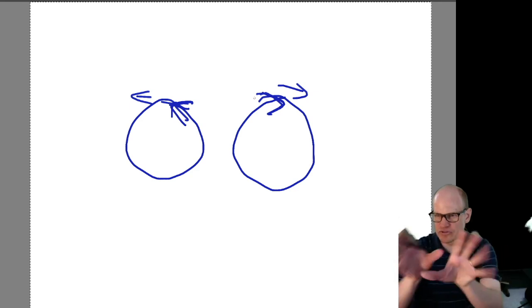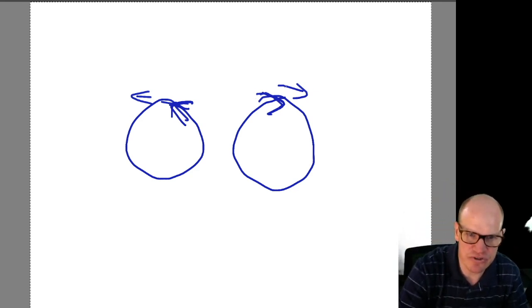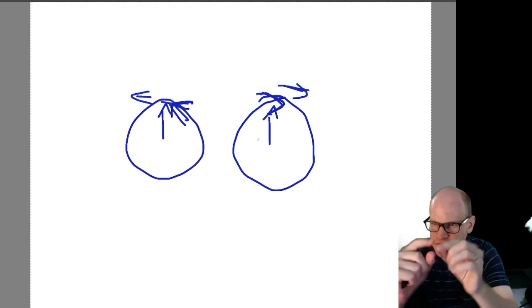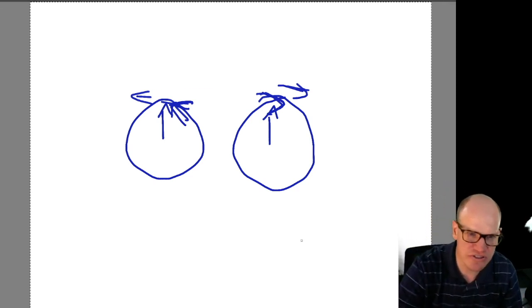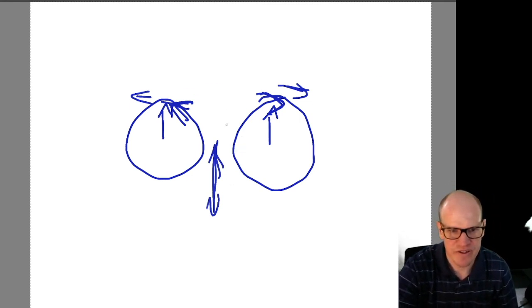So if you have these two circles that are going in opposite directions and you put them on top of each other, the sideways components will cancel and the vertical components will add. So you have two things going in opposite directions. The sideways components cancel, the vertical ones add, and as a consequence, your response is a vertically oscillating sum. The sum is vertically oscillating.